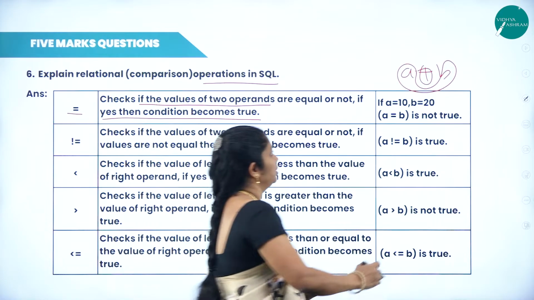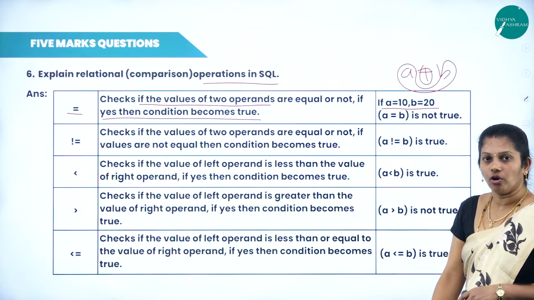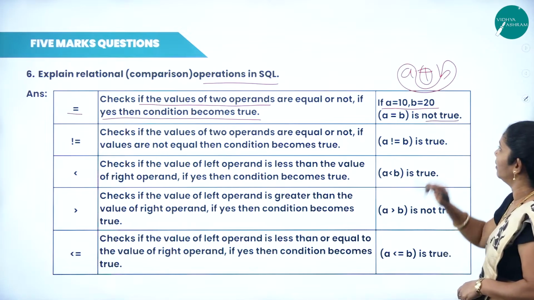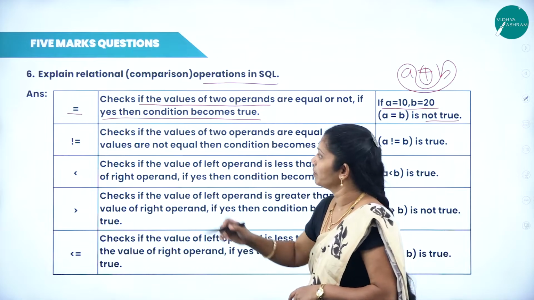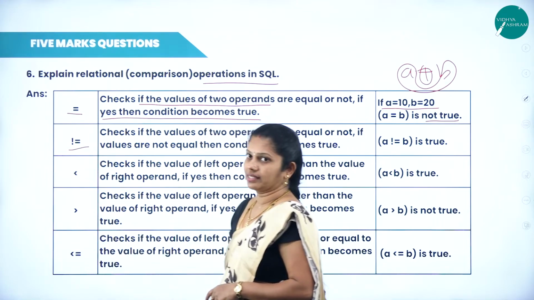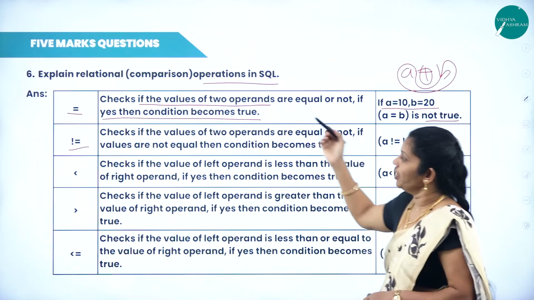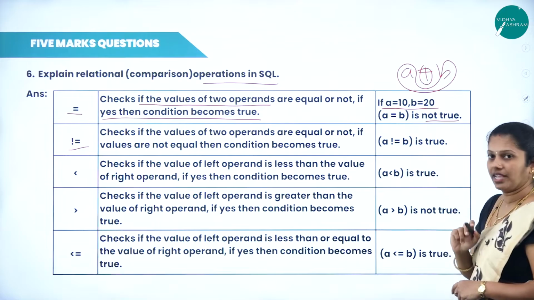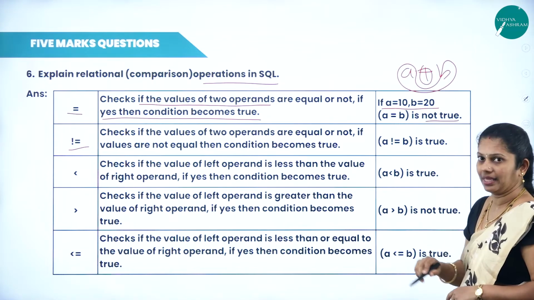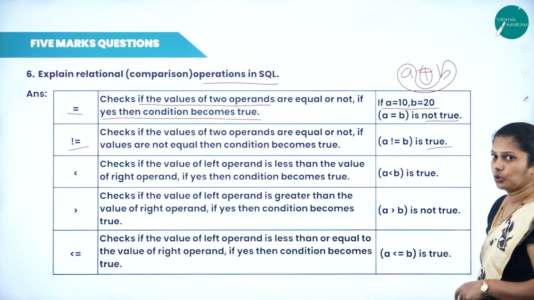For example, we are initializing A equals 10, B equals 20. Here A is not equal to B, that's why for equals it will display that it is not true here. Then not equals. Here it checks whether the values of two operands are equal or not. If the values are not equal, then the condition becomes true here. See, A value we have given 10 and B value we have given as 20. Then the condition is satisfied because both are not the same. Then it will display as true here.